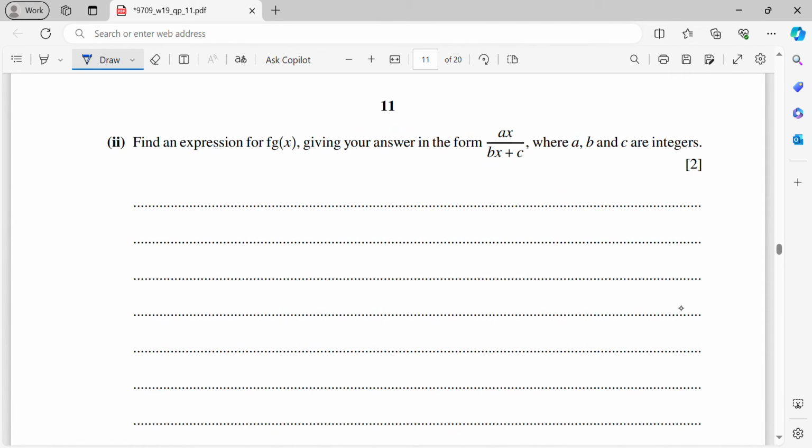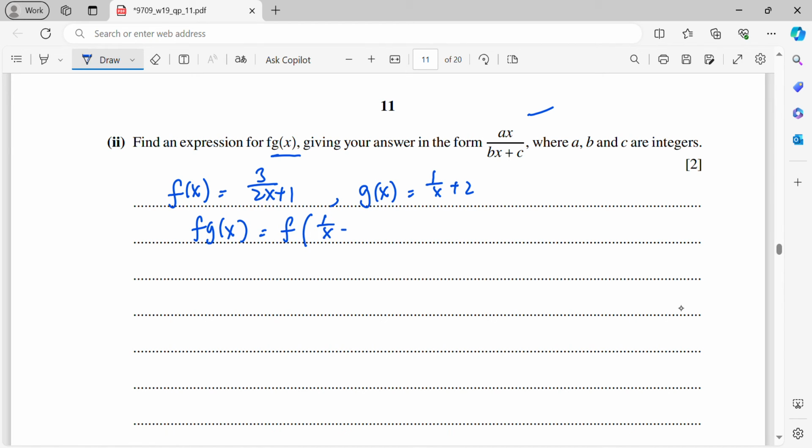Okay, now part 2, find the expression for fg(x). This is a composite function, and give the answer in this form where a, b, c are integers. So now I will rewrite first. f(x) is 3 over 2x plus 1. And then g(x) just now was 1 over x plus 2. So fg(x) means f of 1 over x plus 2. This is your fg(x).